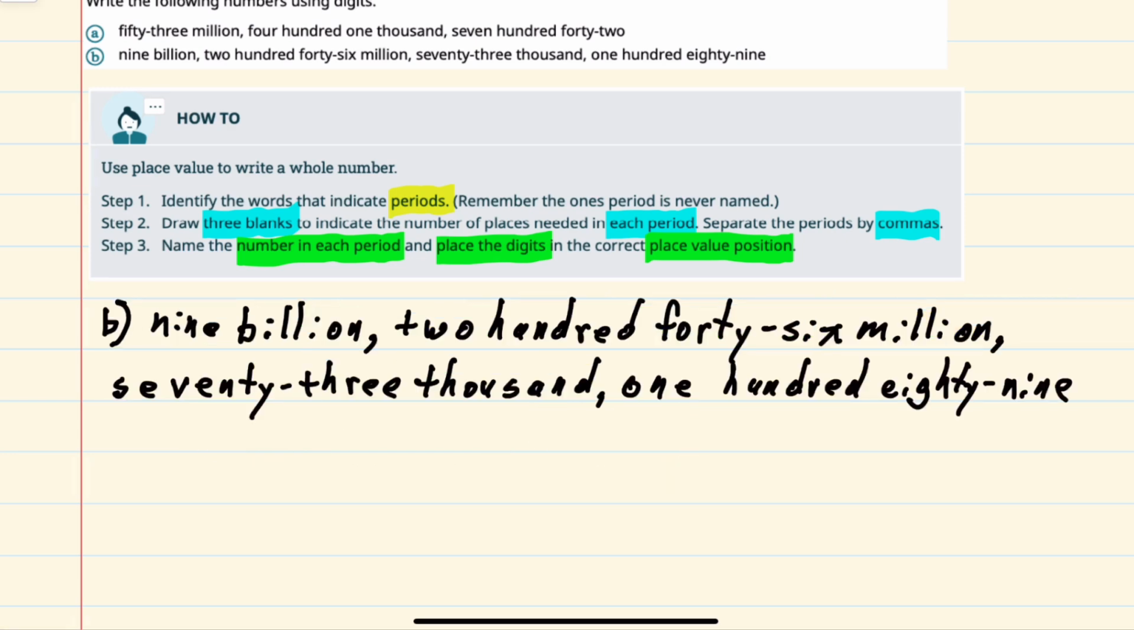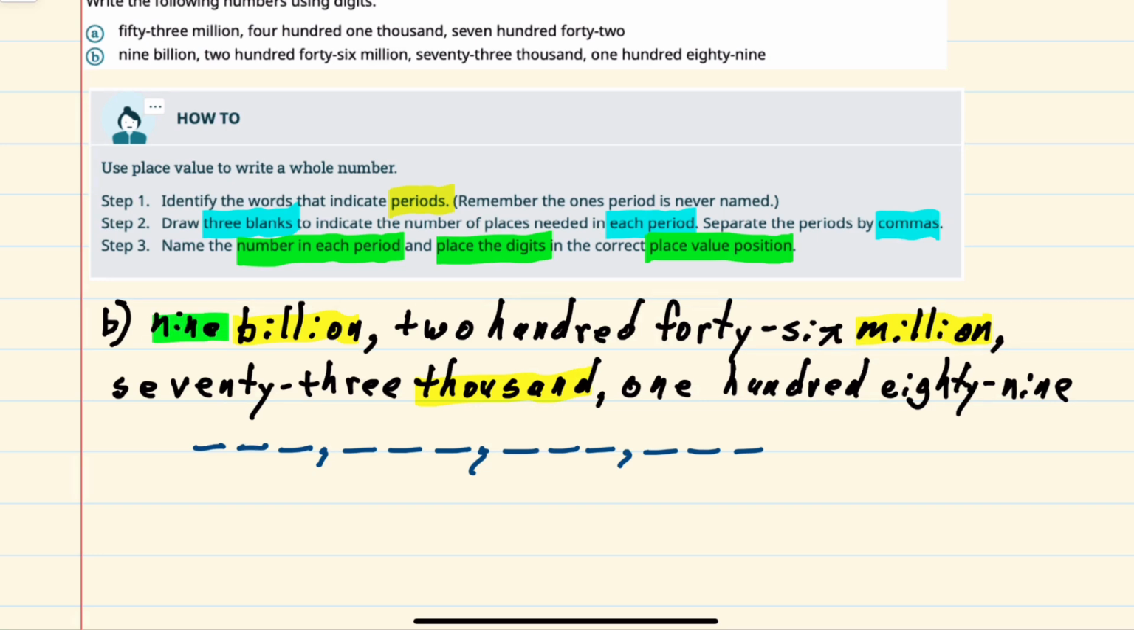And following those same steps, in step 1, we will be identifying the words that indicate the periods. We have billion, million, thousand. So for step 2, we'll draw blanks for each of those. 3 spaces for the billions period. 3 spaces for the millions period. 3 spaces for the thousands period. And 3 spaces for the ones period. Then for step 3, for each of these periods, we will write the digits in their designated 3 spaces.